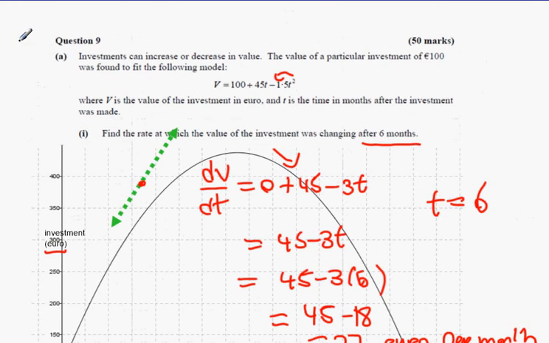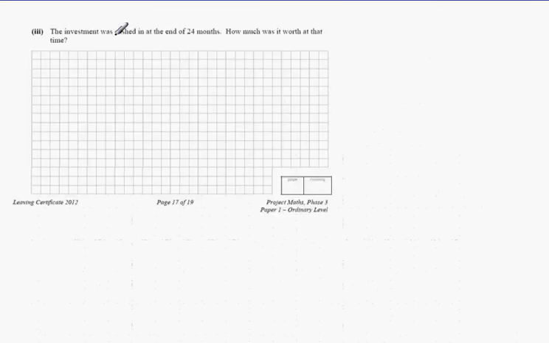Next part then is, I think it's part 3. The investment was cashed in at the end of 24 months. How much was it worth at the time? Dave, you gave me advice on this earlier. Remember when I asked you for the 2 interpretations of the question? Okay, that's alright.